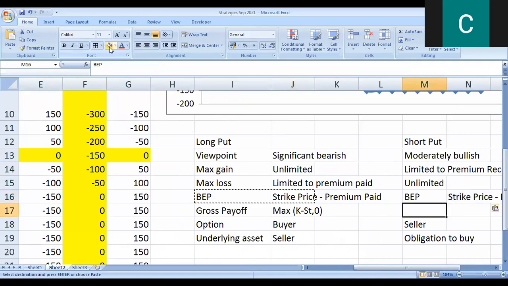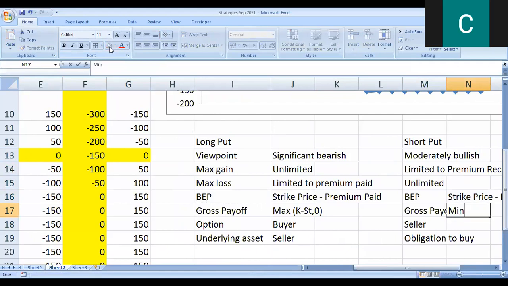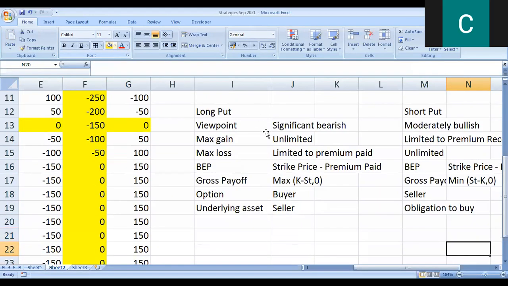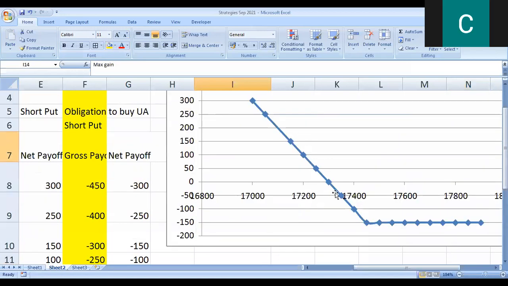Gross payoff is how much? The gross payoff is minimum of ST minus K comma 0. If we put it in the form of a diagram, how does it look? That is for the long put position. If you have to show it for the short put position, how does the payoff diagram look?